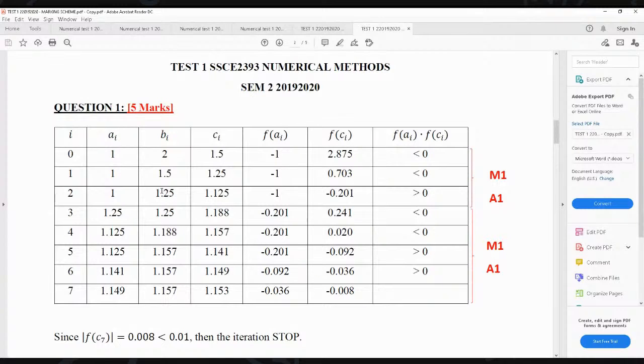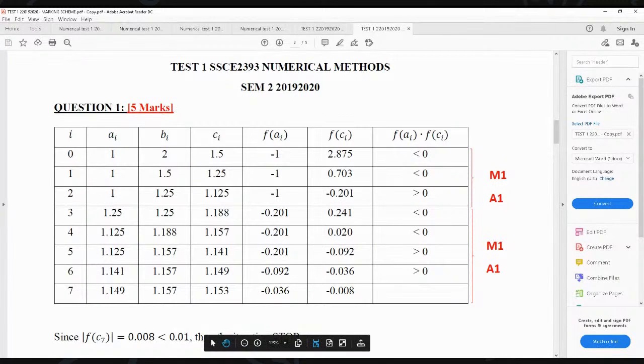Why do you change B? Because F(A) times F(C) is negative, you change B. From here you can see that F(B) is positive, F(A) is negative, and F(C) is negative. So F(B) times F(C) is negative. So the next step is to change A, because F(B) times F(C) is negative, or F(A) times F(C) is positive, so you change A. This is a formula that you need to remember.